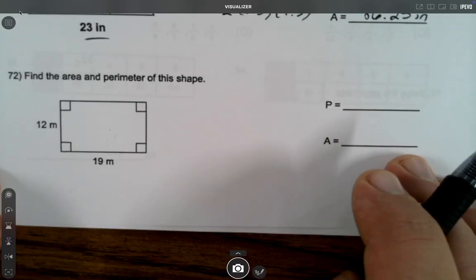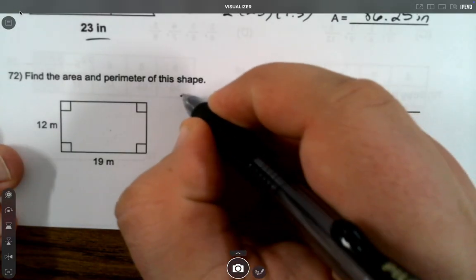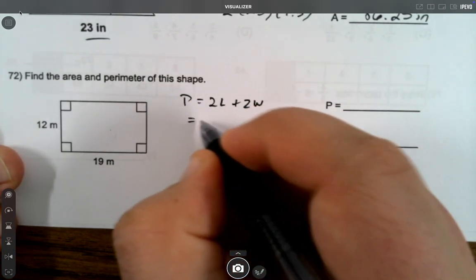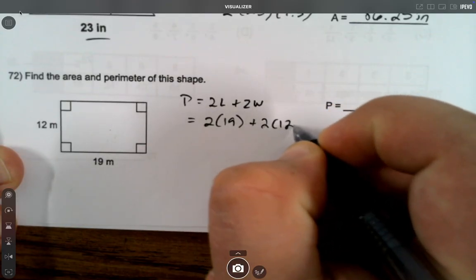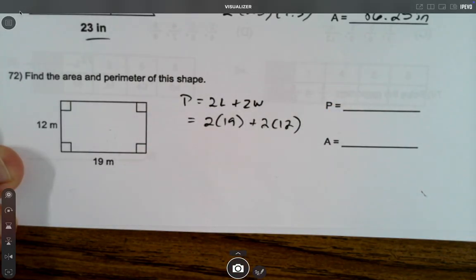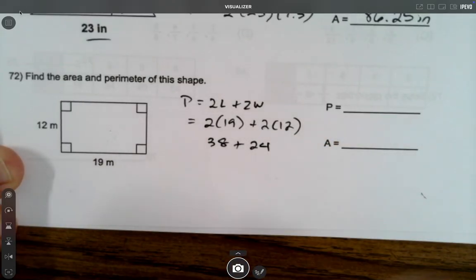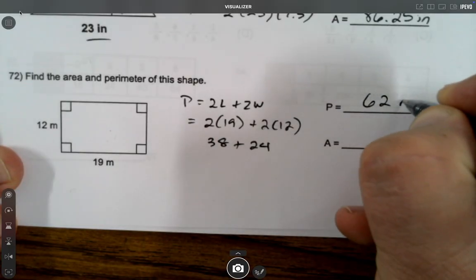Okay, 72, area and perimeter of this shape. This is a rectangle, so for the perimeter it's 2L plus 2W. The length is 19, the width is 12. 2 times 19 is 38. 2 times 12 is 24. We add those two together and we get 62 meters.